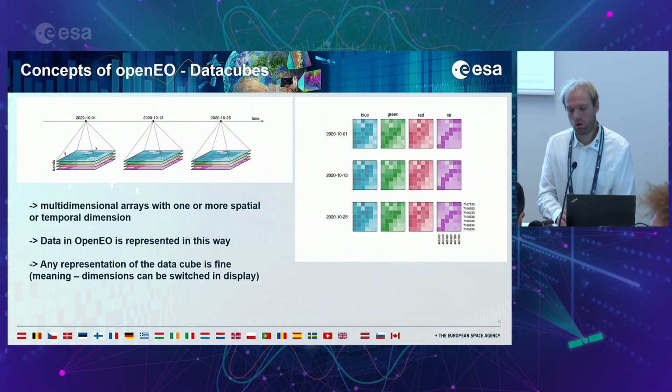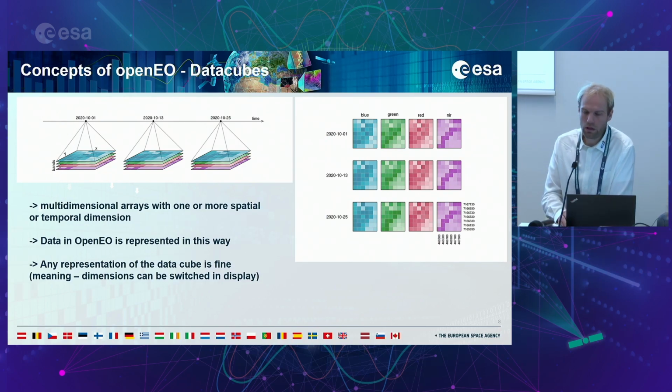I will go more quickly over this because this should be quite known here. As I said already, OpenEO relies deeply on the concepts of data cubes. So basically multi-dimensional arrays. You can resolve this Earth observation data into these multi-dimensional arrays. And any representation of these multi-dimensional arrays is fine, right? So the right representation is fine also with the single bands, but also the left representation is fine. It's just a different view onto the data.